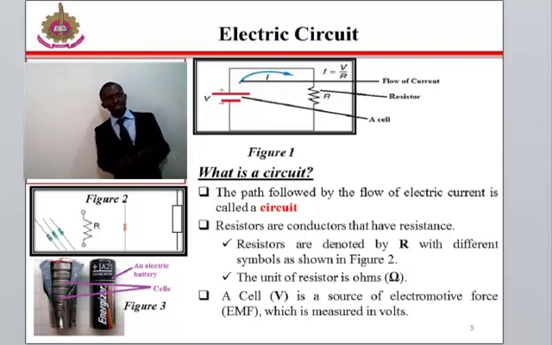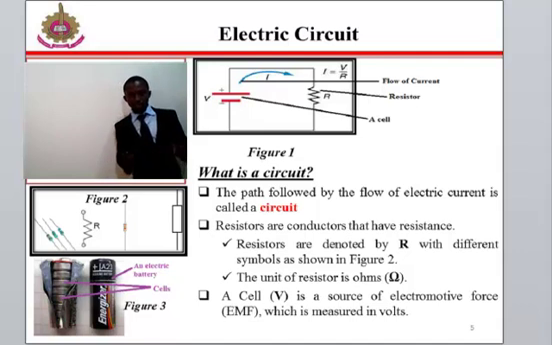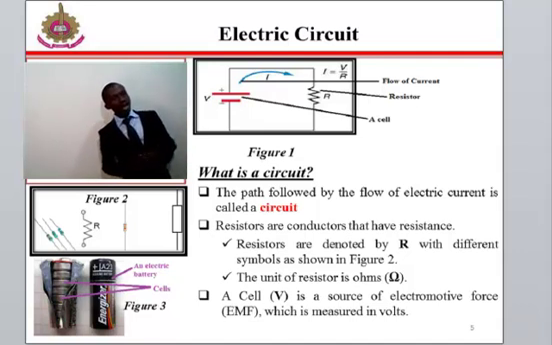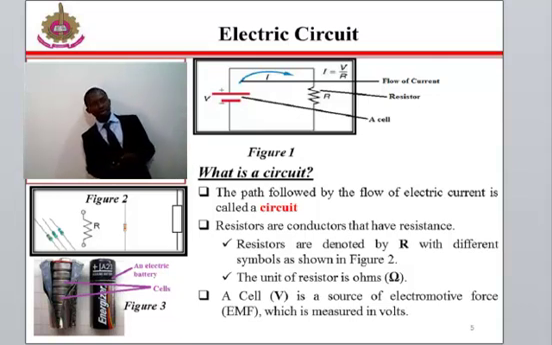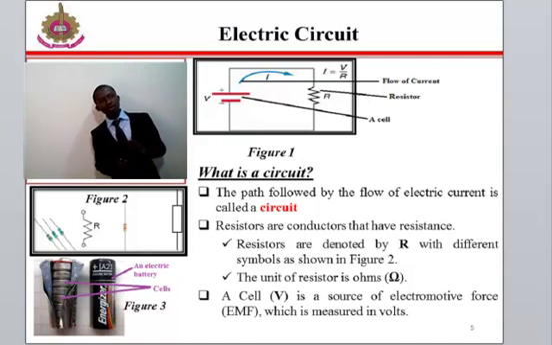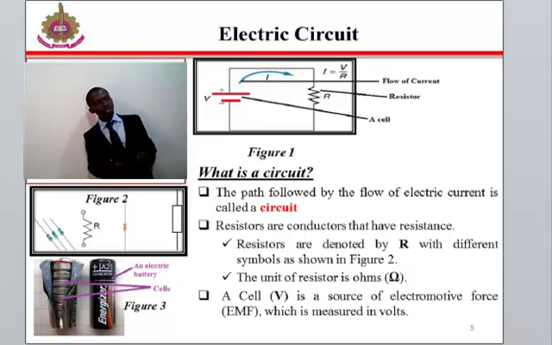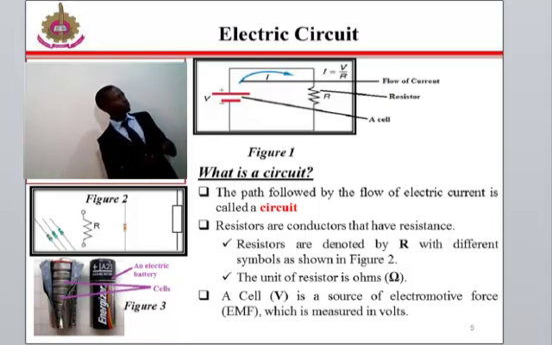One of the components that can be found in an electric circuit is a resistor. And what is a resistor? Resistors are conductors that have resistance, and the term resistance could be defined as the measure of how easily current flows through a material. Resistor is denoted by capital letter R with different symbols as shown in figure 2.